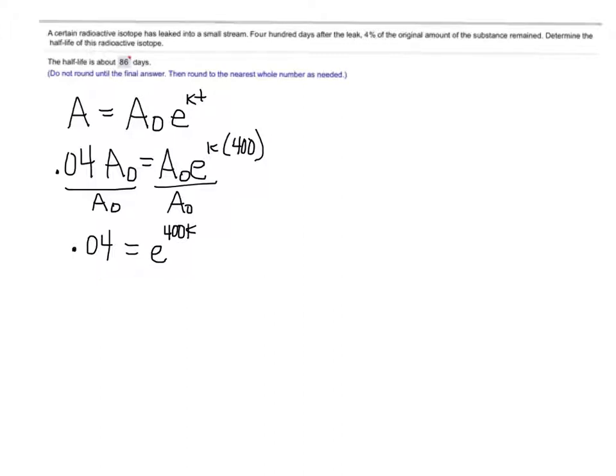Now we still need to solve for k, and it's an exponent. So what we're going to do at this point is take the natural log of each side. That way we can take our exponent and put it out front. That's one of our rules for logarithms. So natural log of 0.04 is equal to, now natural log and exponentials are inverse functions, so they undo each other. So we're left with just the 400k.